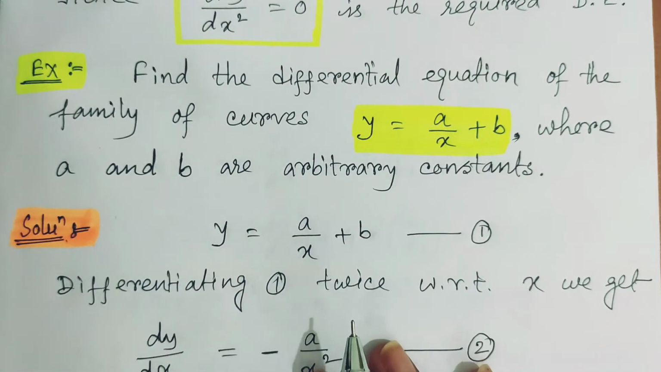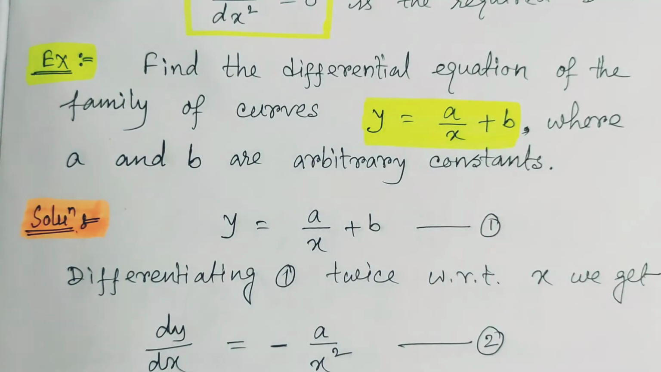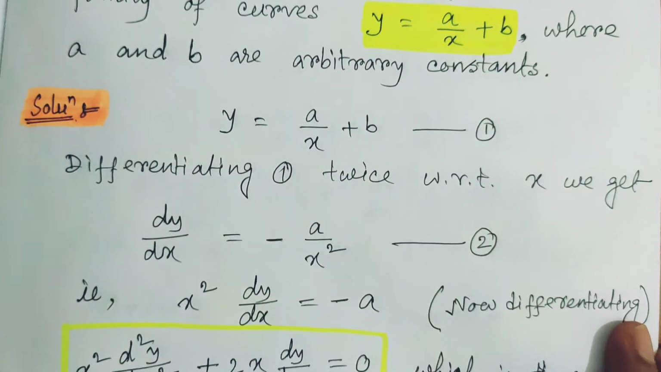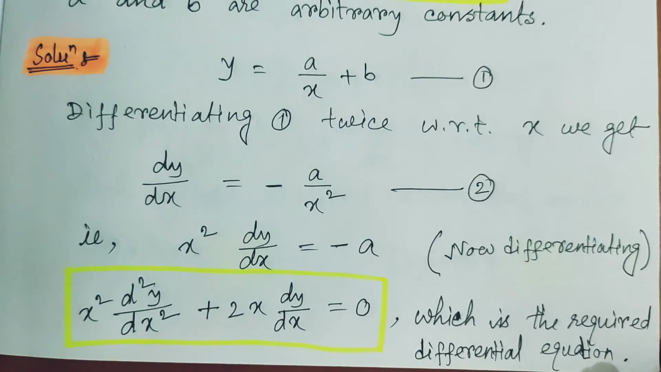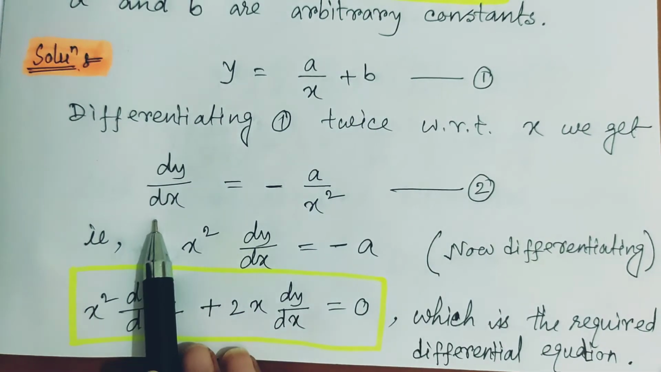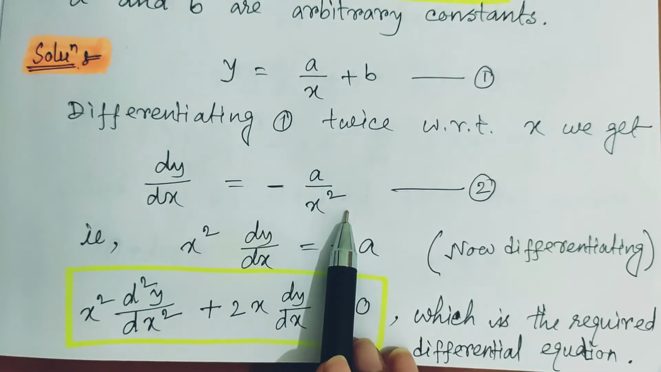In this example, the given equation is y is equal to a by x plus b, where a and b both are arbitrary constants. So what should be the differential equation of this one? As there are two arbitrary constants, we should take the derivative two times. Now the first time derivative, we shall find dy by dx is equal to minus of a by x square.